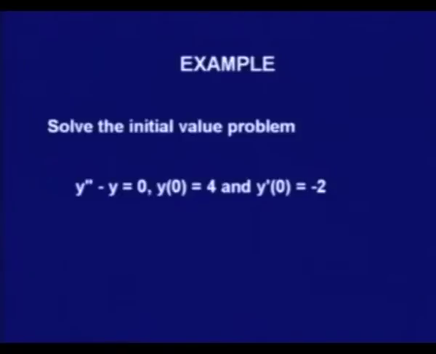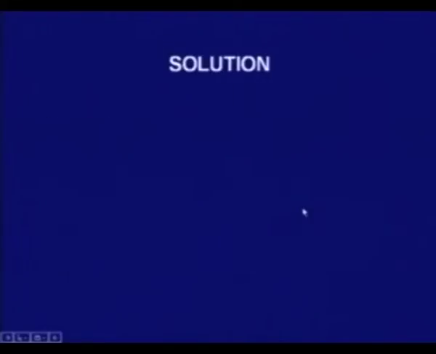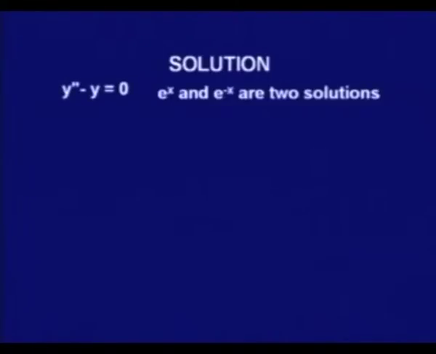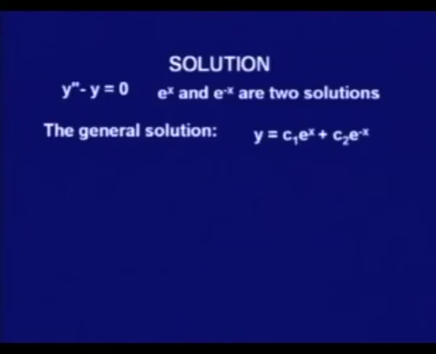Again let us see this by example. Again I have used the same equation y double dash minus y equal to 0, and the two initial conditions are y at 0 is 4 and the derivative at 0 is minus 2. See, we had already seen for this equation that e to the power x and e to the power minus x are two solutions. So the general solution will be of the form c1 times e to the power x plus c2 times e to the power minus x.